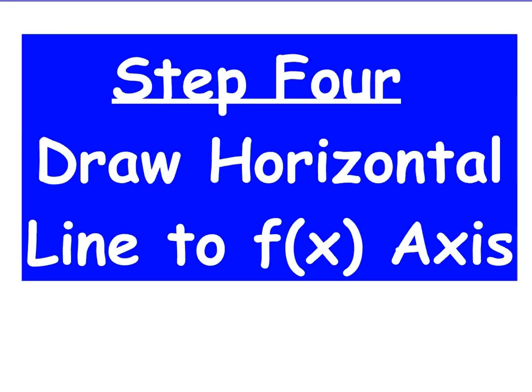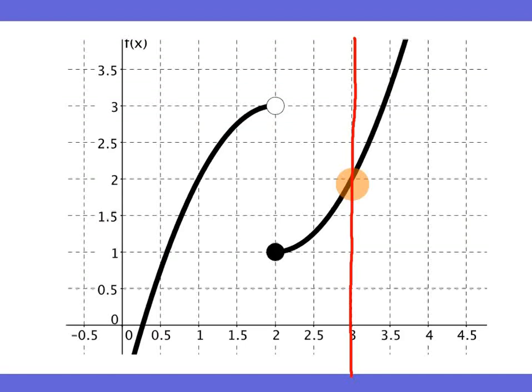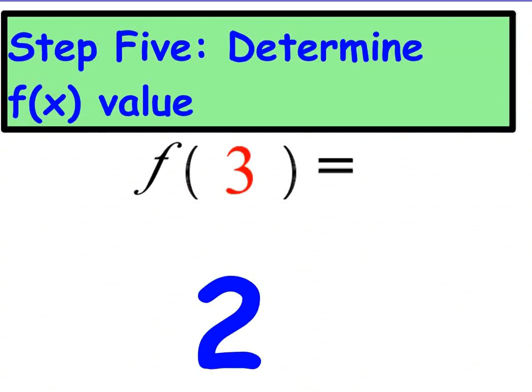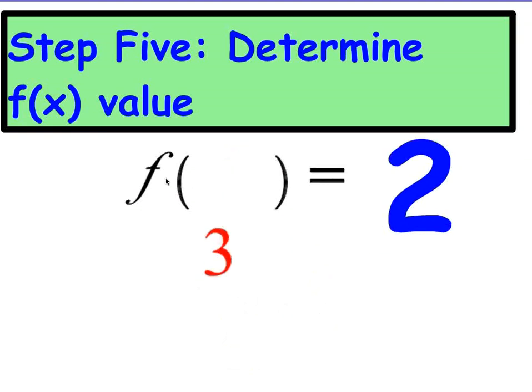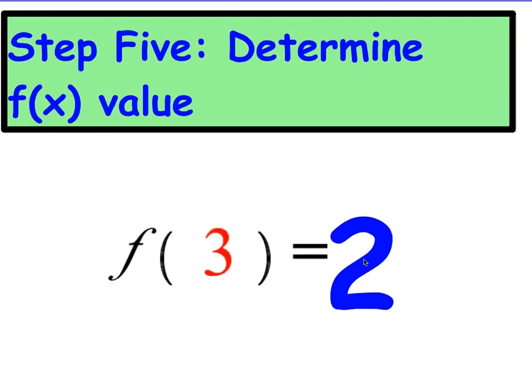Now we're going to draw a horizontal line back to the f of x axis. Once we figure out where it crosses, which is right there, we start at the intersection point and go back to the y-axis. And what is that y value? That y value is 2. So what does that mean? That means that f of 3 must be equal to 2.